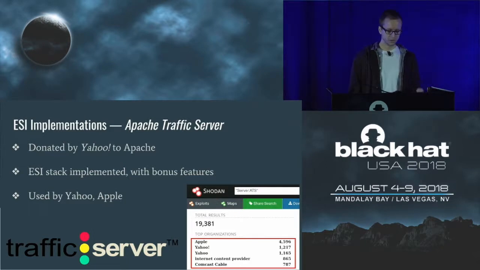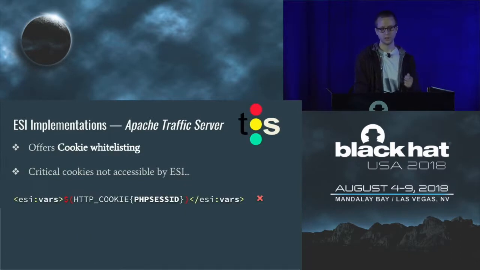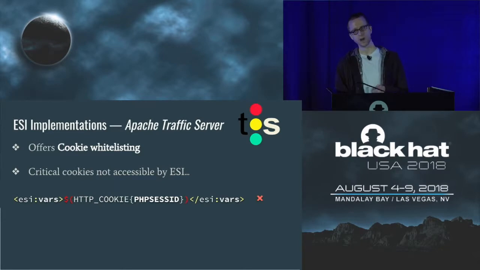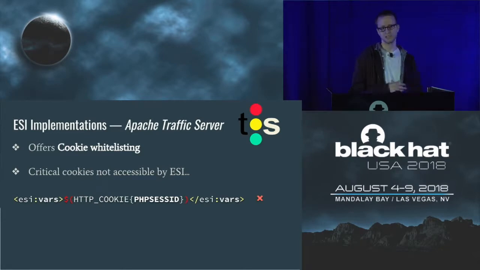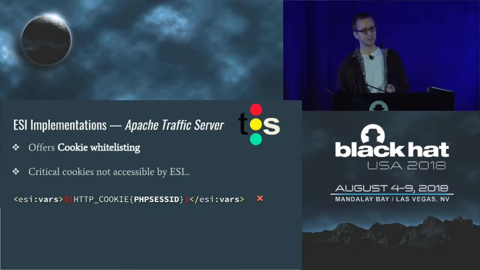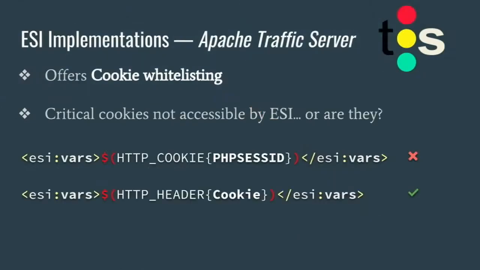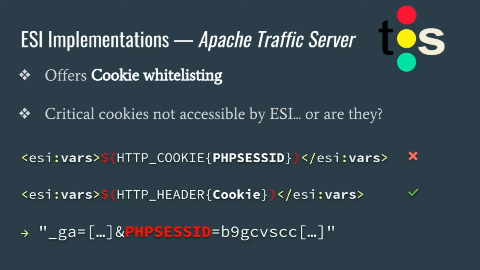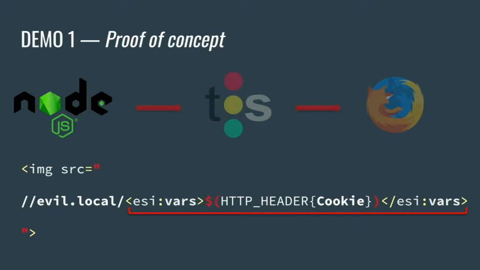I also looked at ATS for another reason, which is that they implemented the whole ESI specification and added bonus features. Some are very interesting, and one of the features is cookie whitelisting, which might sound like a great idea, because if you have ESI injection, you can't just refer to the PHP session ID. It's going to return nothing. However, by looking at the documentation, you also see that there's a new variable called HTTP header, which allows you to refer to the HTTP header cookie, meaning that you can effectively bypass the cookie whitelisting altogether. That's a pretty big oversight. That was reported and fixed 2 months ago, and it basically allows you to do ESI injection leveraging cookies, basically stealing cookies. So for that, let's do a proof of concept with Apache Traffic Server. I built the following payload. However, you can use multiple payloads, they're all going to work.